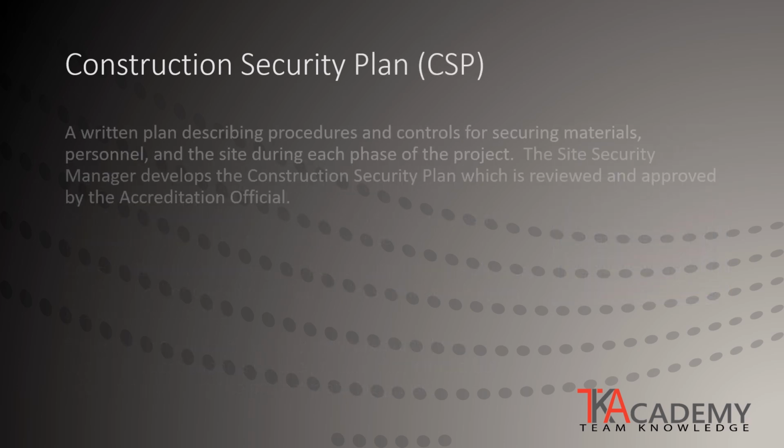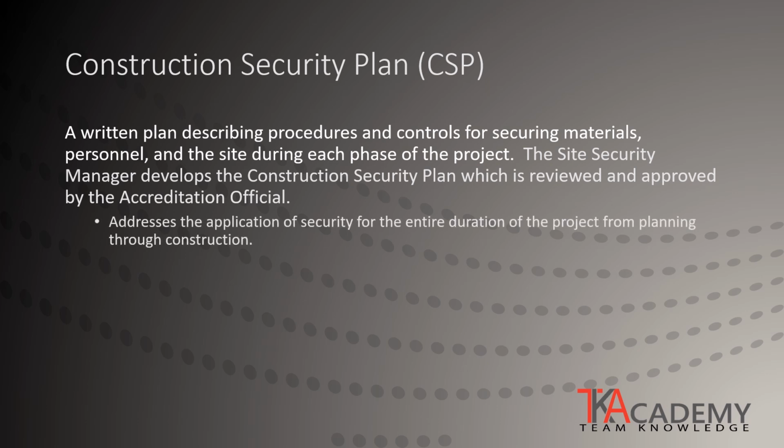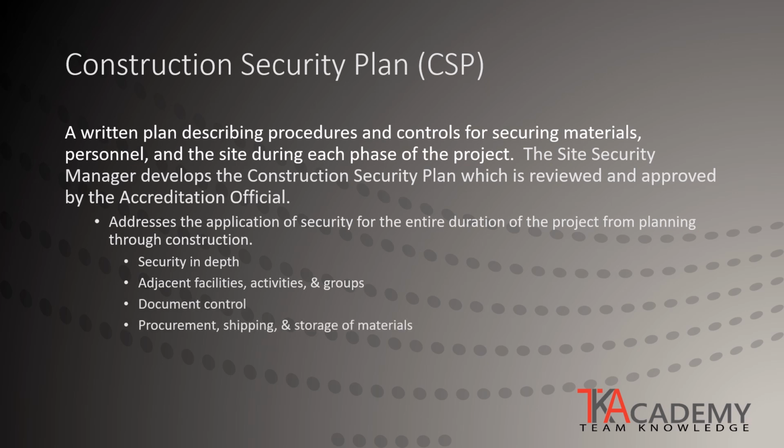A construction security plan is a written plan developed by the site security manager that lays out the procedures and controls for securing materials, personnel, and the site for the entire project from planning through construction. The construction security plan should identify security in depth, key project adjacencies in terms of facilities, activities, and groups, document control, procurement, shipping, and storage of materials, site security, and access for construction workers. The accreditation official is responsible for the review and approval of the construction security plan.